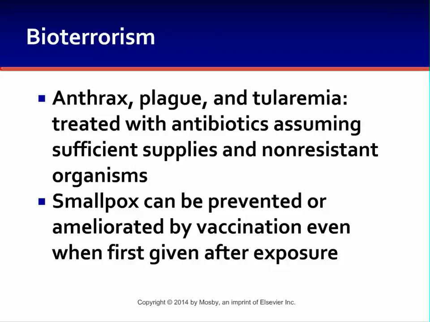Botulism is treated with an antitoxin. Anthrax, plague, and tularemia are treated with antibiotics, and smallpox can be prevented or ameliorated by vaccine even if it's given after the first exposure. There is no established treatment for most viruses that cause hemorrhagic fever.